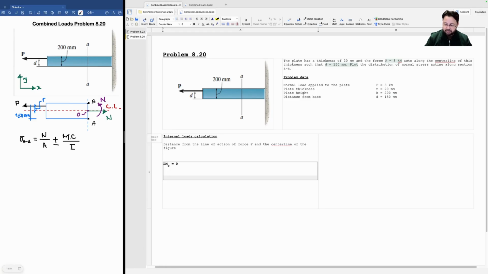So that R, we said, was going to be D, 150 millimeters, minus half of the height of the plate, like this, 50 millimeters. There we have it.